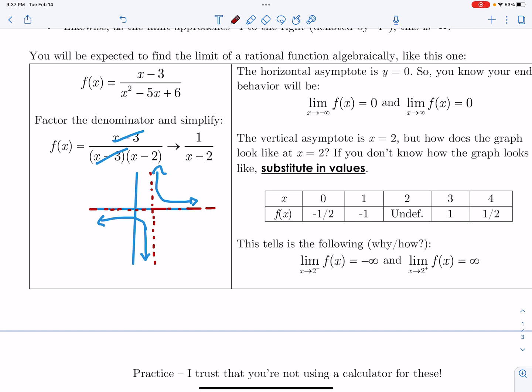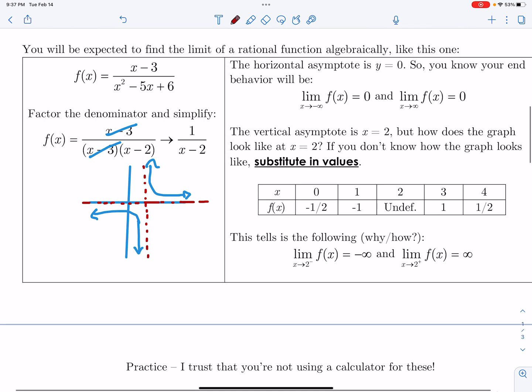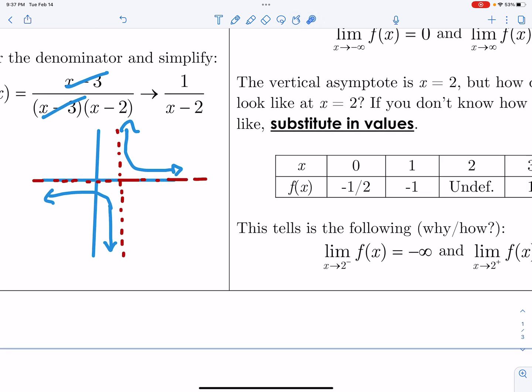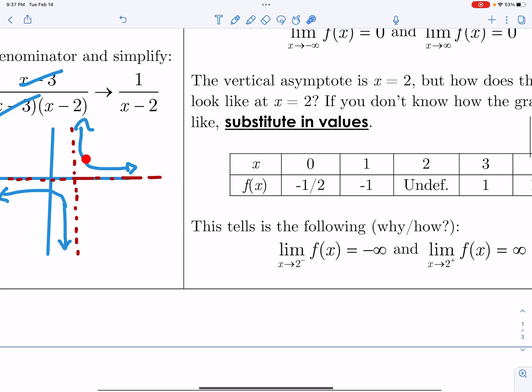If you do not know how the graph looks, then I would encourage you to substitute in the table of values that I have right here. Now, if you do know how the graph looks, then this is going to be easy for you because you could just tell what my limit is as x approaches 2 to the left and as x approaches 2 to the right. Looking at this graph, the limit as x approaches 2 from the left is going to be negative infinity, and from the right, I'm approaching positive infinity.